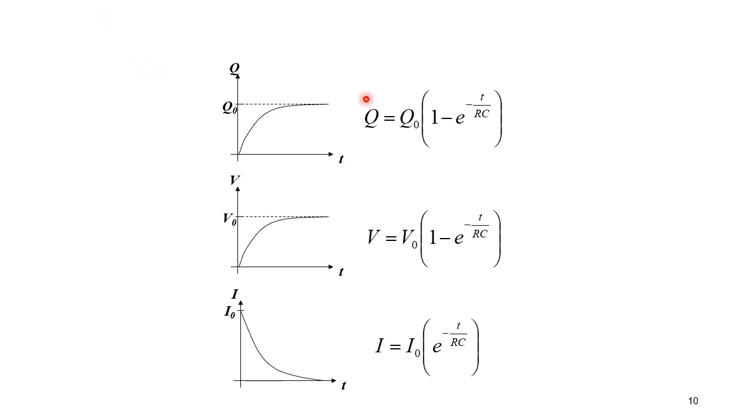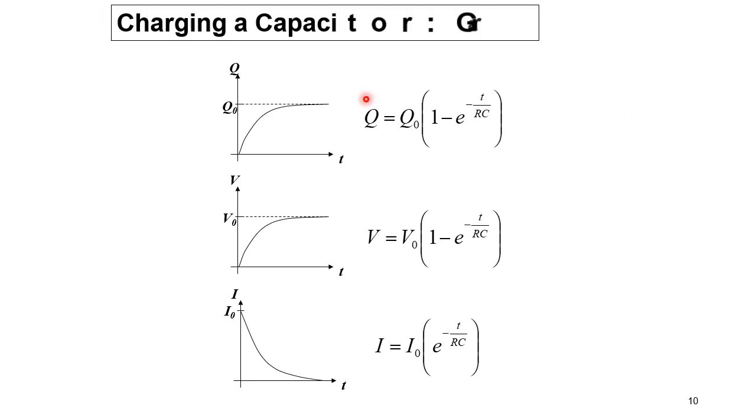This is the graph of a charging capacitor. We have three types of graph: Q against T, V against T, and I against T. But if you look at I against T, we have a different graph because I equals I naught e to the negative T over RC. This is the current decreasing exponentially for a charging capacitor.